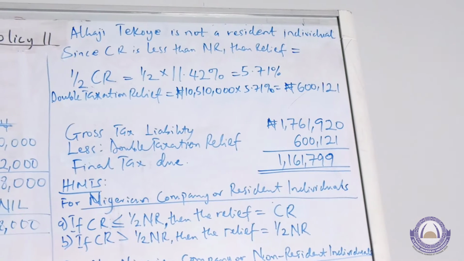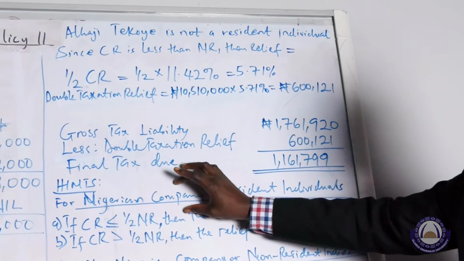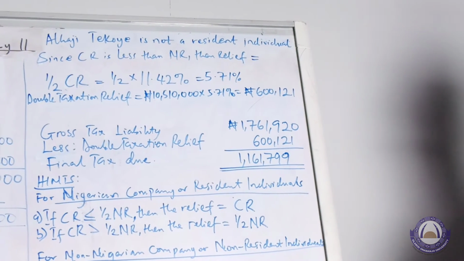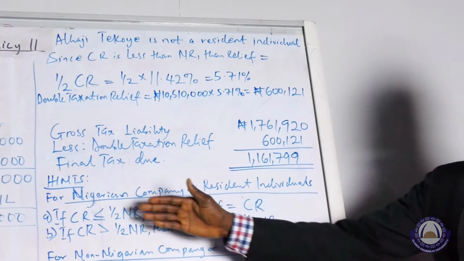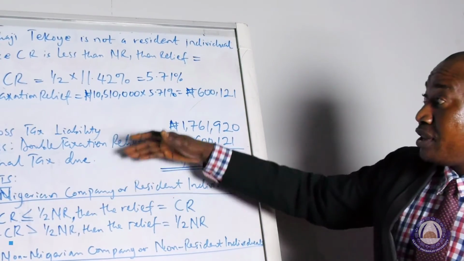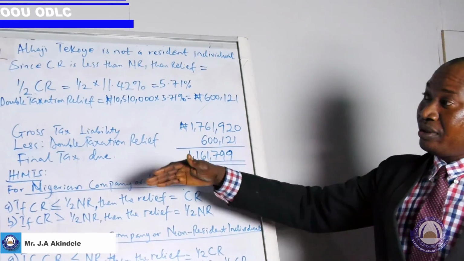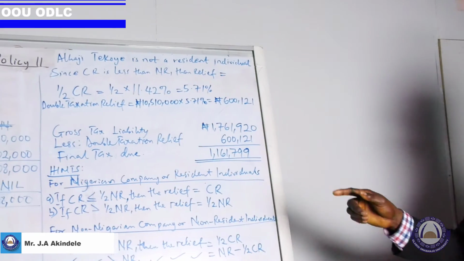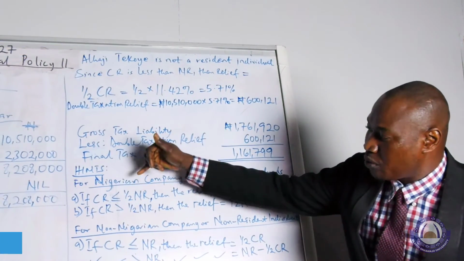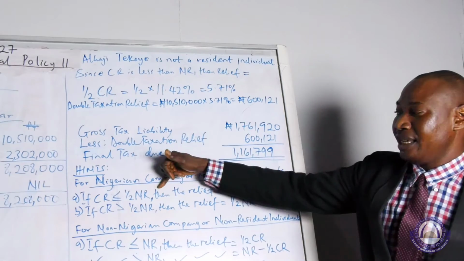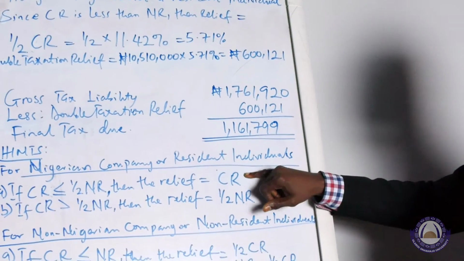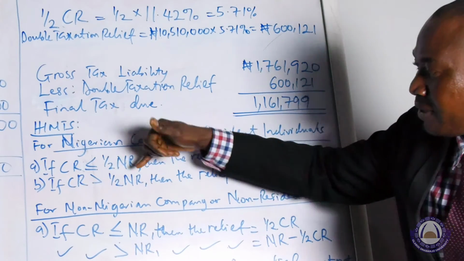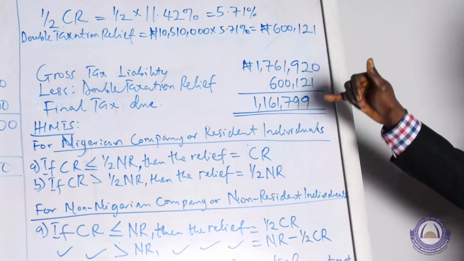1,161,799 naira. However, it should be noted that these provisions are provided in the Nigerian tax law as regards the double taxation arrangement. One of those provisions is applicable here, and we had one that was applicable in our first solution in question 1. The provision is that if the Commonwealth rate is less than or equal to half the Nigerian rate, then the relief will be the Commonwealth rate, depending on the question. And if the Commonwealth rate is greater than half of the Nigerian rate, then the relief will be half of the Nigerian rate.